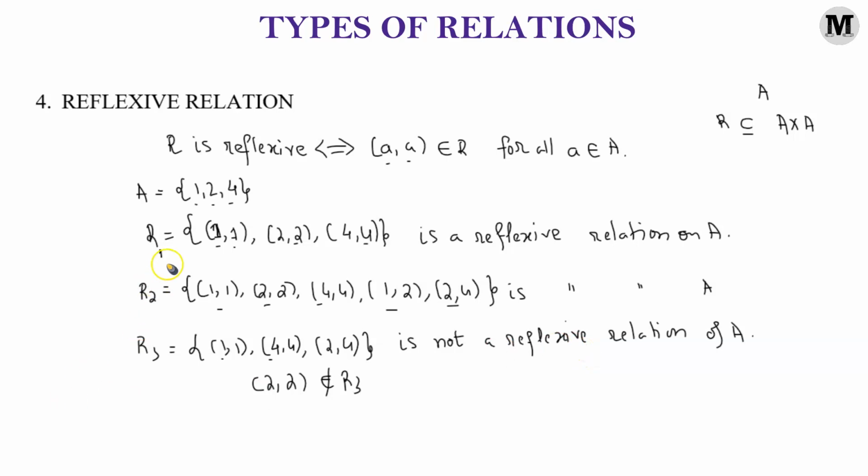So if we have understood reflexive relation, now we can go ahead and say that an identity relation is a very special case of a reflexive relation, or we can say that all identity relations are reflexive in nature. Okay, let's move on to the next type of relation.